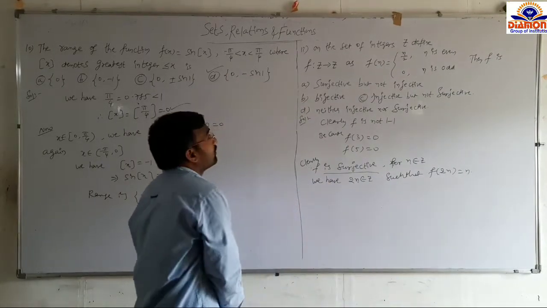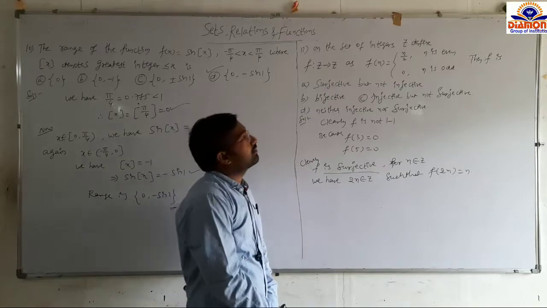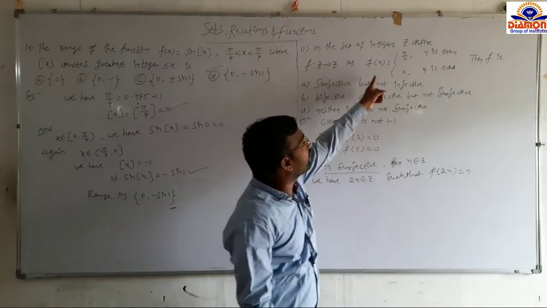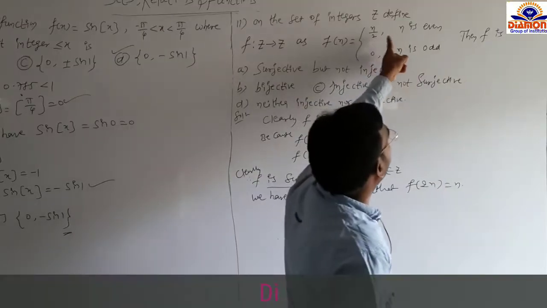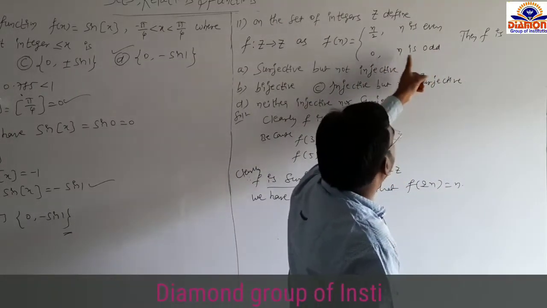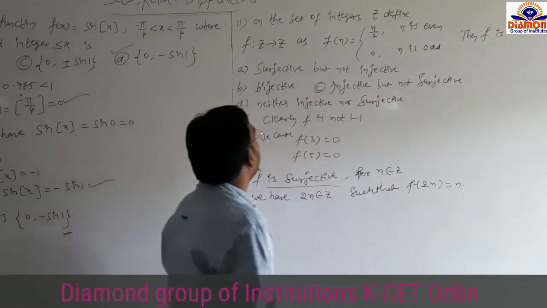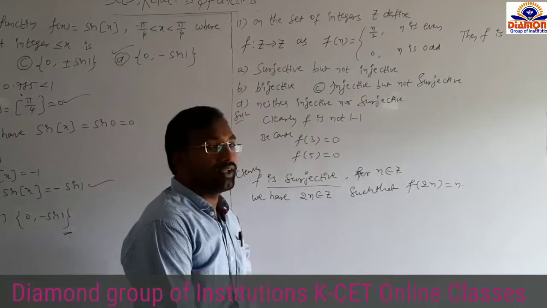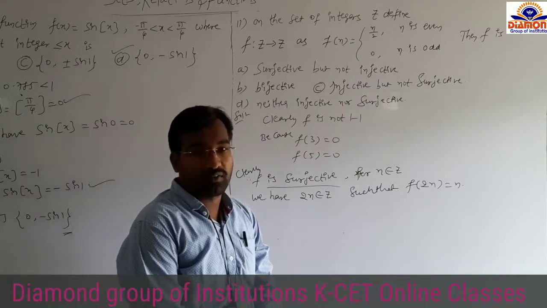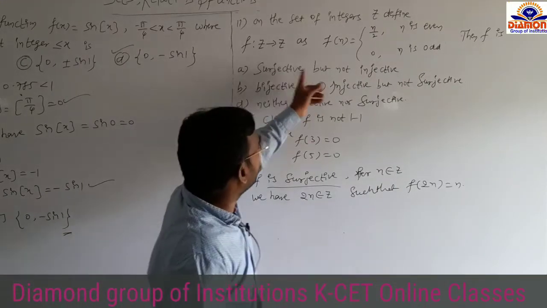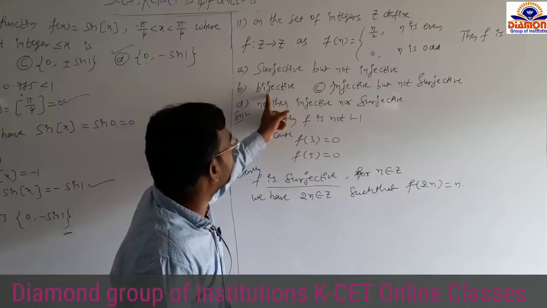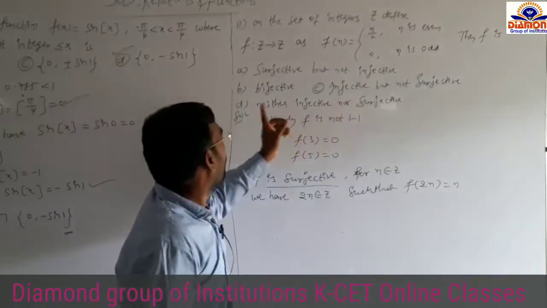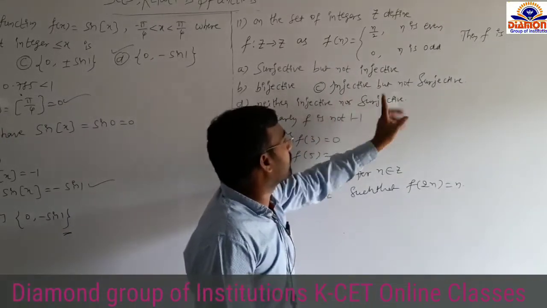Next problem. On the set of integers Z, define f mapping from Z to Z as f of n equal to n by 2, n is even, 0 if n is odd. Then f is: option A, surjective but not injective. Surjective means onto, injective means one-one. Option B, bijective. Option C, injective but not surjective. Option D, neither injective nor surjective.